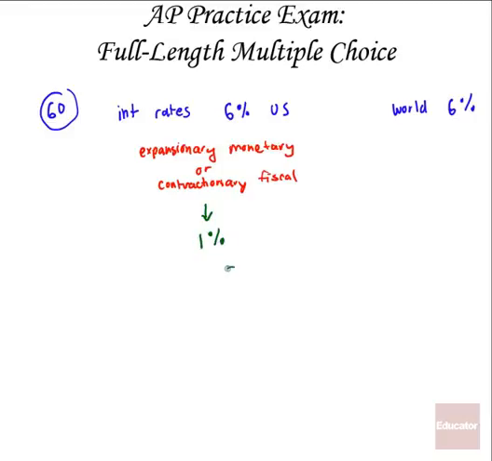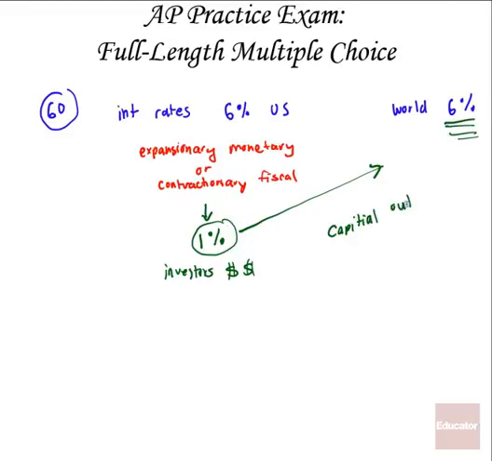Okay, then what's going to happen to the investors here? Investors are going to look at that 1% and say, wow, we're going to send our money to the world where the interest rates are 6%. So the international, at least in the short run, capital outflows go up, and conversely, capital inflows go down. So the answer is going to be D here. D is where the short run capital inflows to the US decrease.